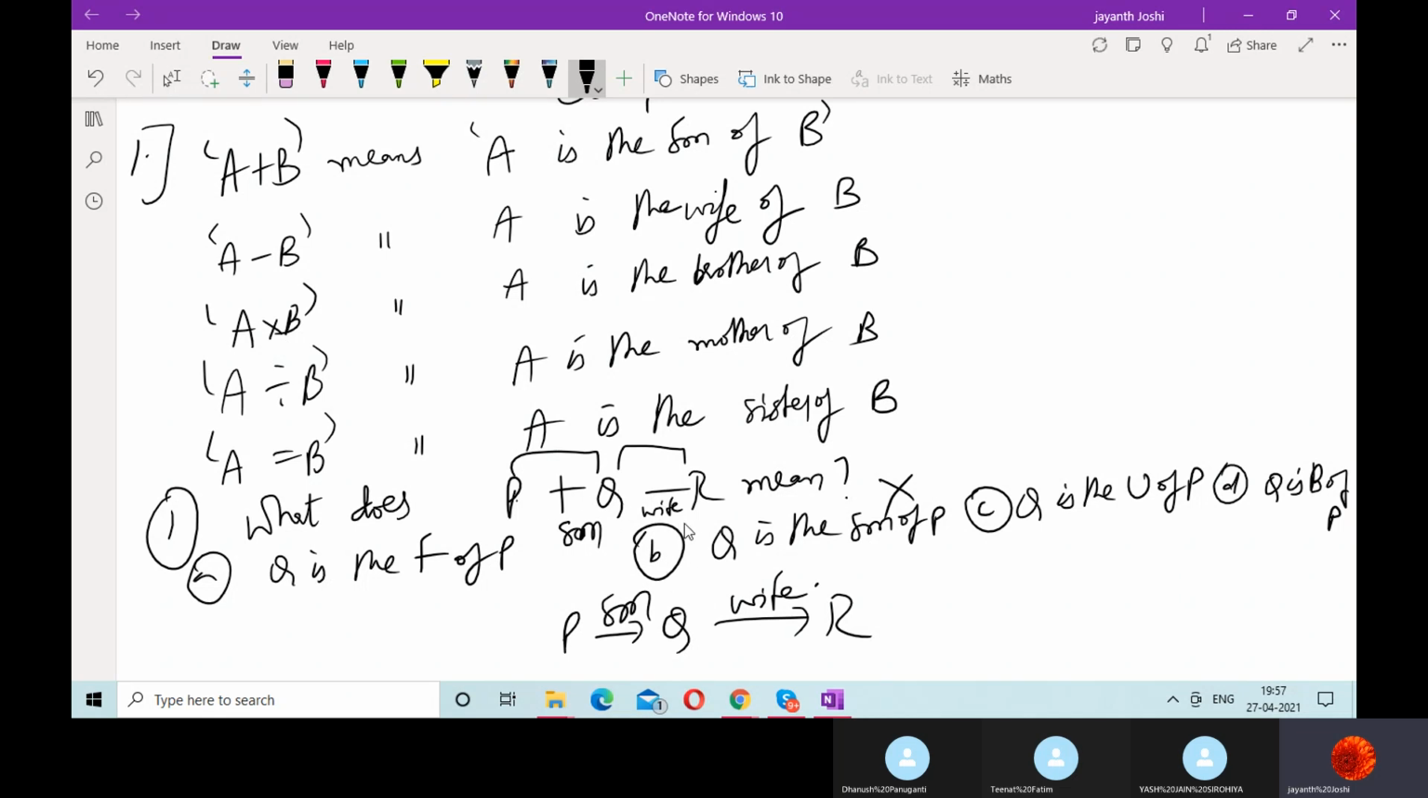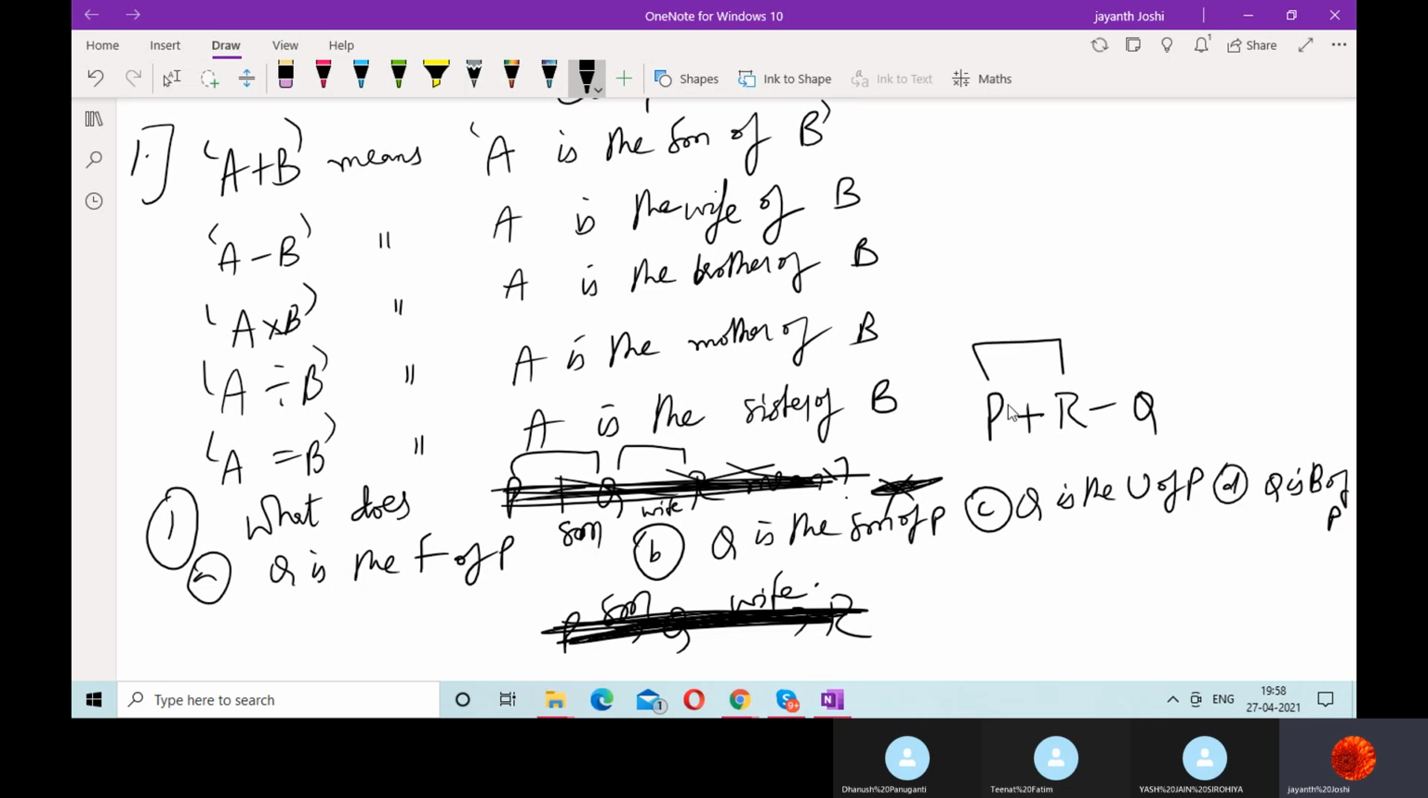Yes, sir. Here actually we have P plus R. The question is what? P plus R minus Q. Just a second. The question is this. P plus R minus Q. Now tell me, this is the question. That's the reason why we were not able to match the answers. But in fact, if you see here, P is the son of R, and R is the what of Q? P is the son of R, R is the wife of Q. So P is what of Q? Or Q is what of P? Correct? Option A. Hello?